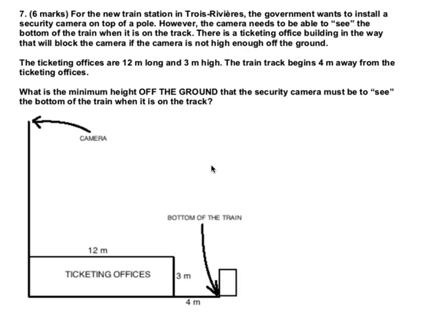Ticketing offices are 12 meters long. You see that here, it's showing in the diagram. And 3 meters high. That's how tall the ticketing offices are. The train track begins 4 meters away from the ticketing offices. You just see that there.